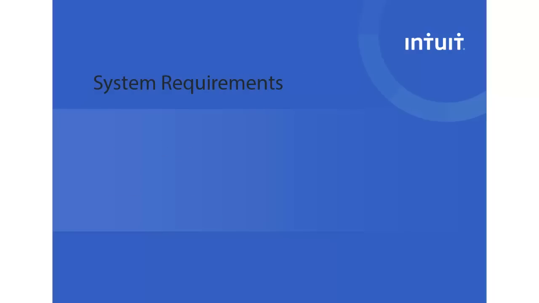The recommended system requirements for the ProSeries tax program are a 2.0 gigahertz processor or higher, 4 gigabytes of RAM or greater, Windows 7 operating system or newer. The Windows XP operating system is no longer supported by Microsoft. Thus, ProSeries no longer supports the use of this operating system. More details regarding our system requirements are located on our website.